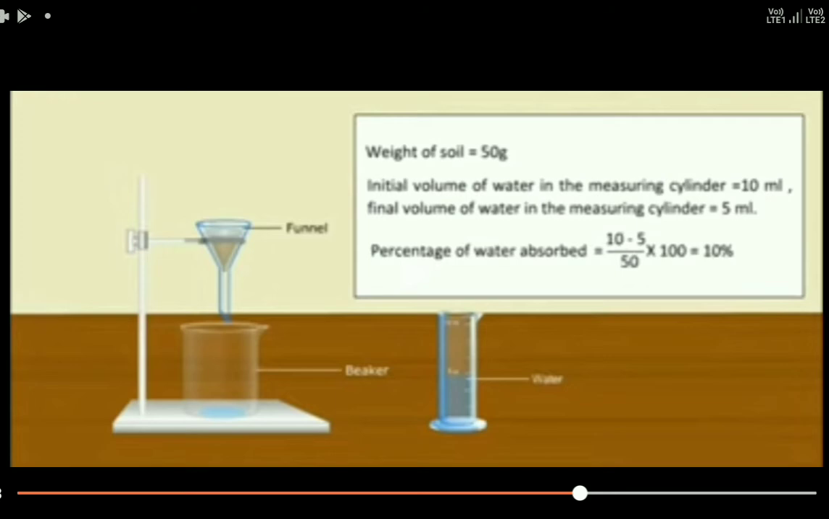Understood? If you take 20 ml, then you can see it is like 10 minus 5. For that we have taken 20 ml of water, and after putting it, it has become 10. So 20 minus 10, divided by 50, into 100. It depends on us. When we do the practical, we will come to know how much water is taken by the soil sample that we have taken.